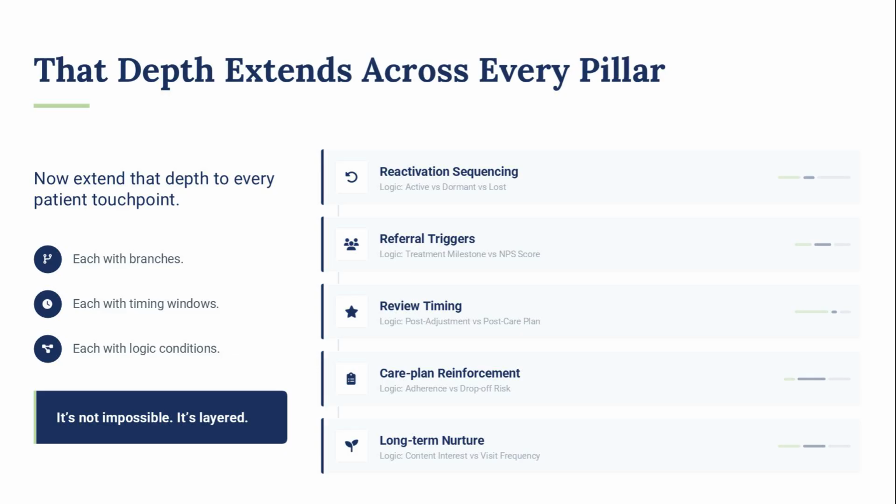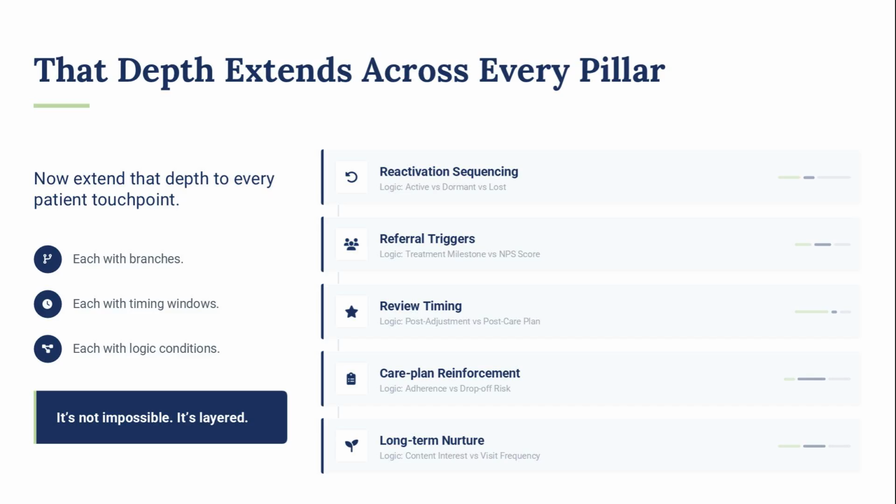Now extend that same depth across every patient touchpoint. Reactivation has its own sequencing logic. Referrals depend on timing, milestones, and patient experience. Reviews aren't random. They're triggered at the right moment in care. Care plans require reinforcement based on behavior, not just time. And long-term nurture follows patterns, not schedules. Each of these has branches, timing windows, conditional logic.